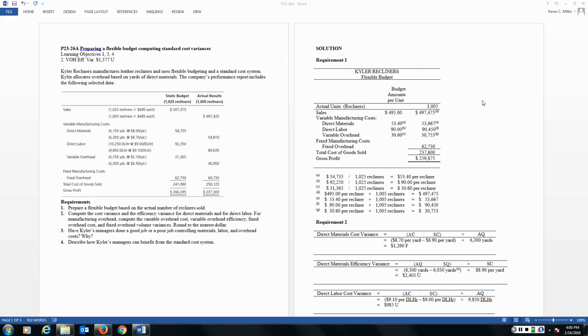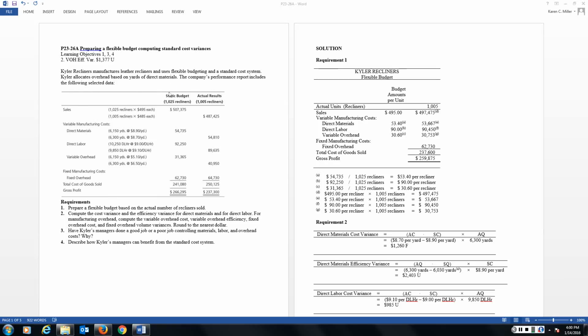I would like for us to look at a comprehensive problem at the end of your text, problem 23-26A. It asks us to prepare a flexible budget and the standard cost variances related to this particular budget. So let's take a look at Kyler Recliners, and they have provided for us their static budget. So these were the numbers that they had budgeted.